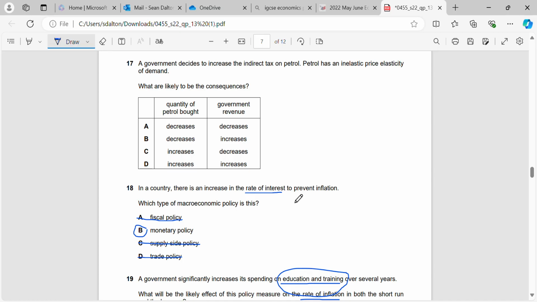And in order to prevent inflation, what are we going to do? We're going to shift AD to the left. So we will increase the interest rates. That is a contractionary monetary policy.